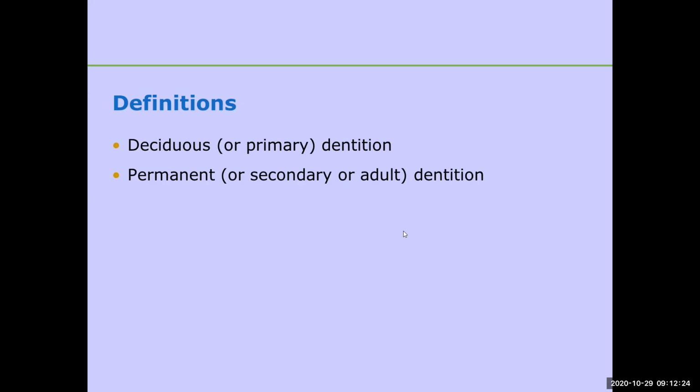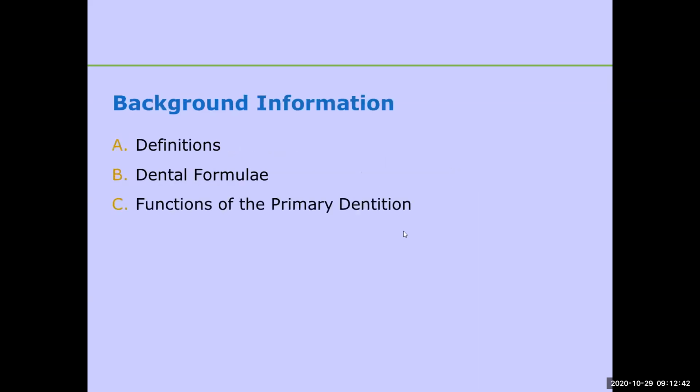So primary, deciduous, or secondary and permanent. Now, the other word was succedaneous. You haven't heard that term in a long time. Do you remember what succedaneous is? Well, I'm not going to put you on the spot. That's going to come up. So we are going to go over the different definitions. We're going to go over also how these are numbered and what the functions are.